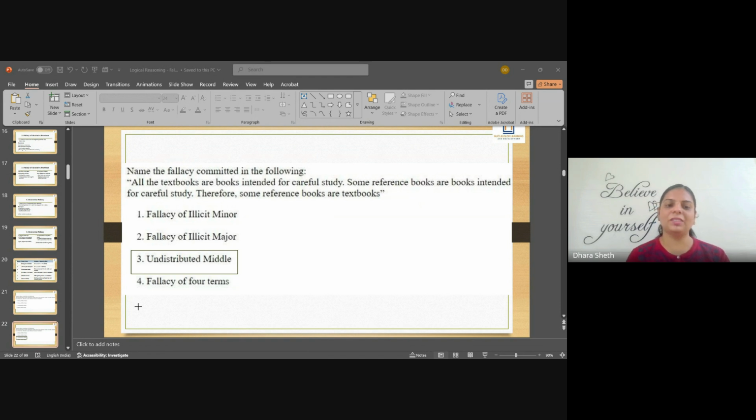You went for the complex one. Same. Some reference books are textbooks. Here in the conclusion, neither reference book is distributed, neither textbook is distributed. Now in the conclusion, when the major term and minor term both are not distributed, how can it be a fallacy of illicit minor or major? That exists when something is distributed in the conclusion but not in the premise. And there are only 3 terms here. So fallacy of 4 terms is also not applicable. Clear?